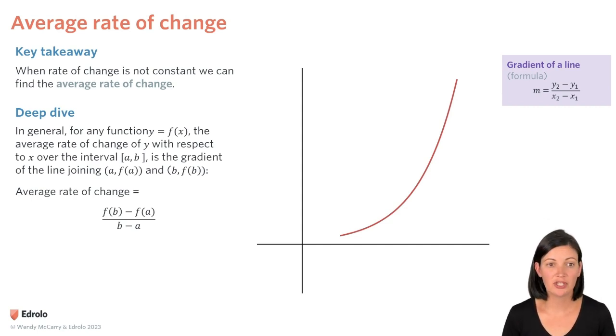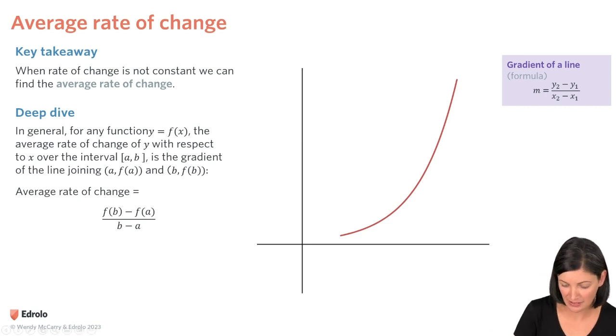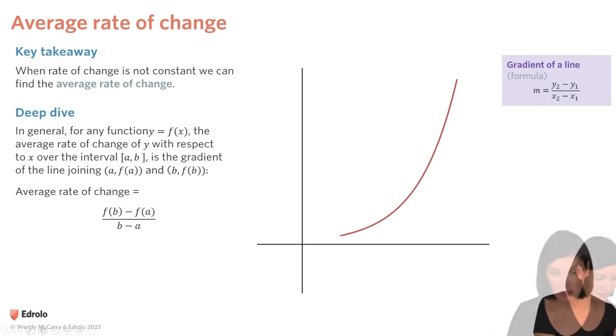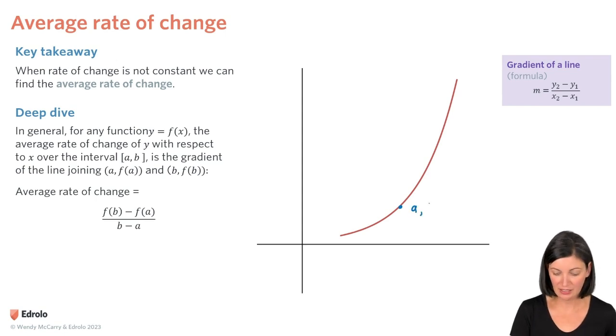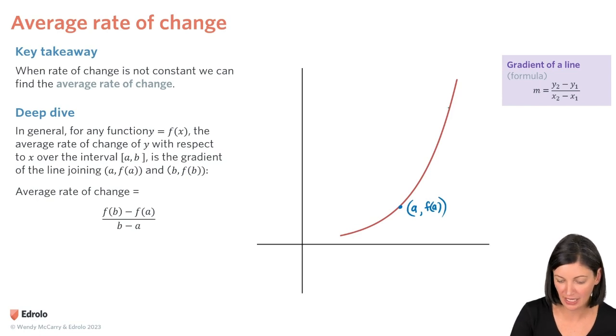So for any function, y equals f of x, the average rate of change of y with respect to x over some interval a, b. So let's mark that on our graph. Say I have point A here, and the y variable would be f at A. And let's just say I have another point B, f at B.